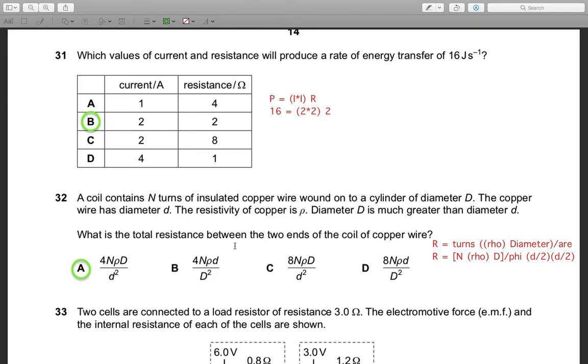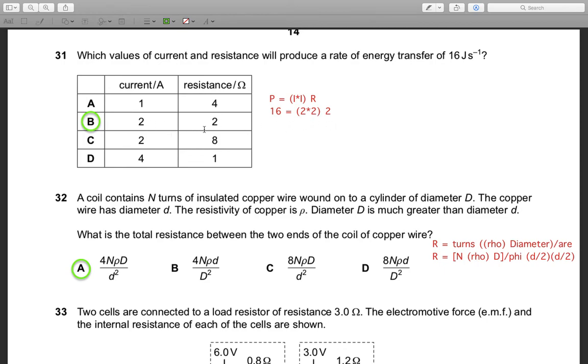Number 31. Which value of current and resistance will produce a rate of energy transfer of 16 joules per second? We know about the power, which equals I squared times R. How about if the power is 16? We know 2 times 2 times 2, oh sorry, this becomes 8.